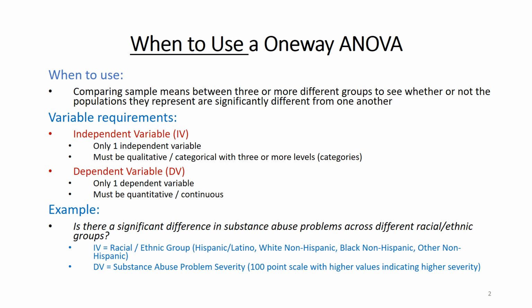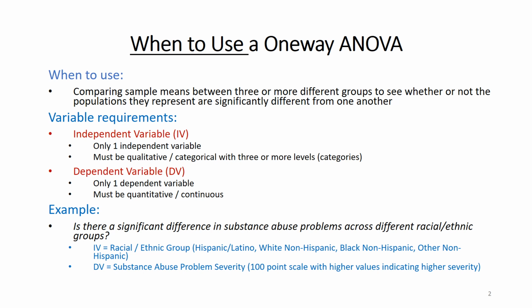So when do I use a one-way ANOVA? Well, as you may recall, when we talked about ANOVA and the F distribution, it's when we're comparing three or more groups. So when we look under when to use, we see that come back to us. We use it when we're comparing sample means between three or more different groups to see whether or not the populations they represent are significantly different from one another. So this is where the F test and the one-way ANOVA is really just the next step past an independent samples t-test. You're going to see a lot of similarities between this test and the independent samples t-test. The key thing here is now we're using a new distribution, the F distribution, and we're not comparing just two groups, we're comparing three or more groups. So that's going to be kind of the key thing, and we'll see how that works out for us.